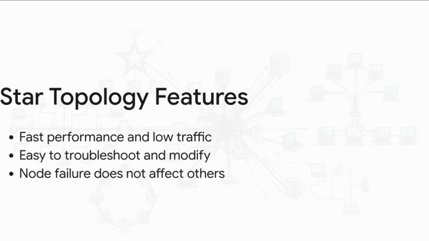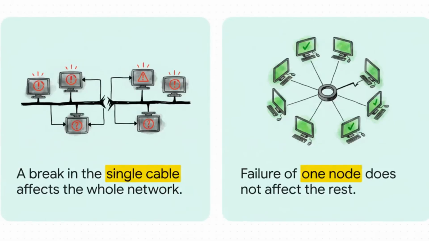But the real game changer here is isolation. The failure of one single node does not affect the rest of the network. In an enterprise environment, that is massive. One unplugged endpoint isn't going to take down the entire accounting department. Let's actually put these two head-to-head for a second to really cement this concept.